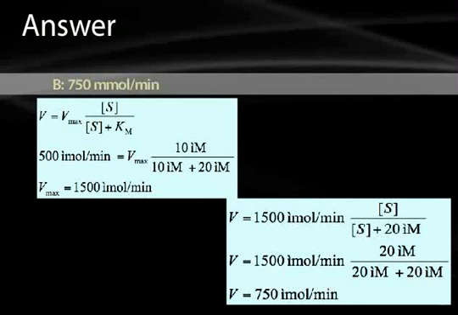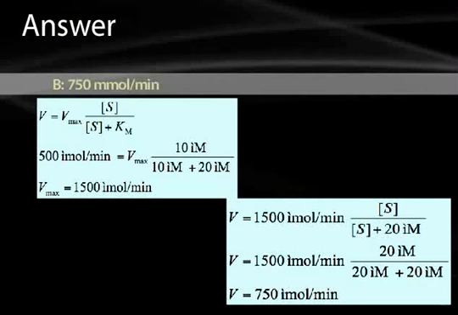So what you want to know then is what is the rate going to be if you double the substrate concentration from 10 micromolar to 20 micromolar. So in this case, because you know the Vmax and you know the Km, you can simply plug things in. So V equals 1500 times the substrate concentration, which is 20, divided by the substrate concentration 20 plus the Km, which is 20.